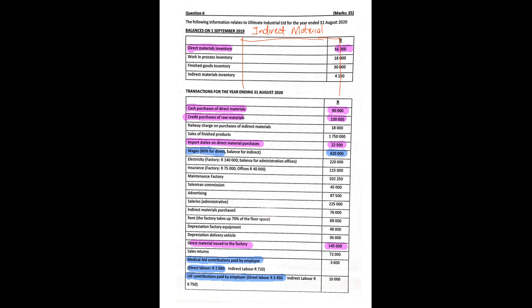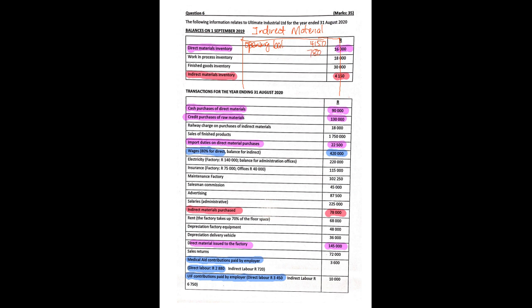So it starts with any opening balances of your indirect material. They gave you one here that was 4,150 as your opening balance. So I'm just going to roughly do this because you don't actually need the full note. So 4,150 is your opening balance. Then you're looking for any material that's indirect that was purchased. So that's here, indirect materials purchased 78,000. That will be added on. So I'm just going to say purchased.